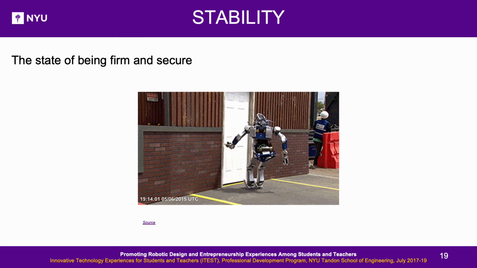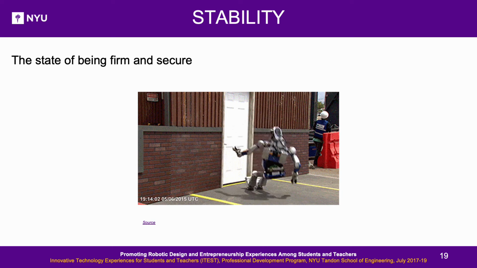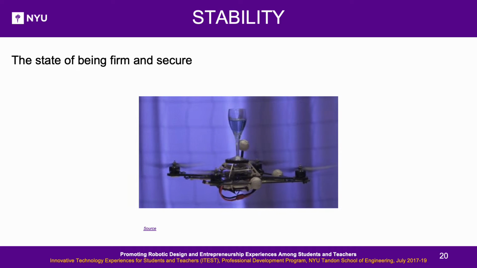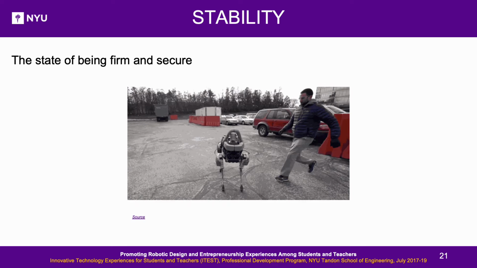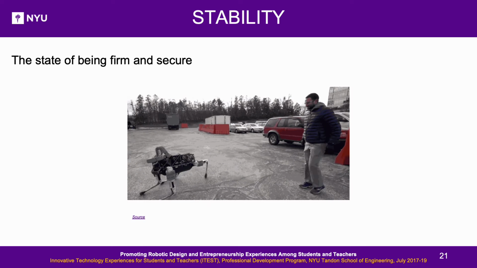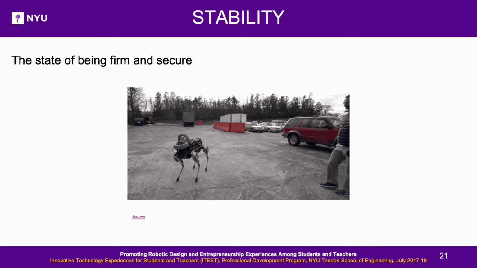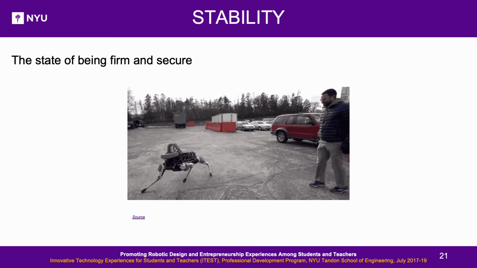Stability. It is the state of being firm and secure. Here, the robot is not stable, due to an imbalance of the center of gravity. Stability. Here, the thrust generated by propellers is equal to the gravitational force, hence the glass is balanced on the drone. Stability. Here, the robodog is self-stabilizing, although the person kicks at the robodog causing it to destabilize. Eventually, it stabilizes itself without falling to the ground.